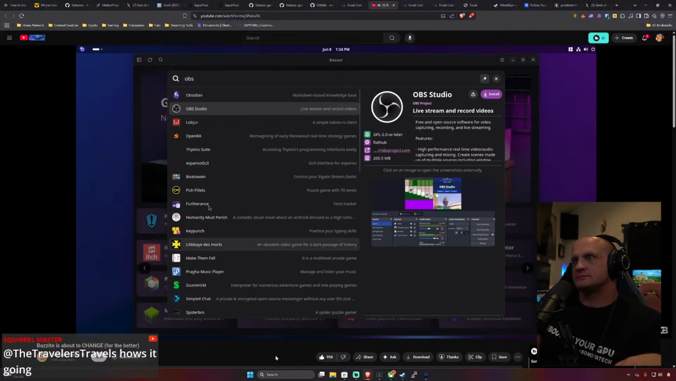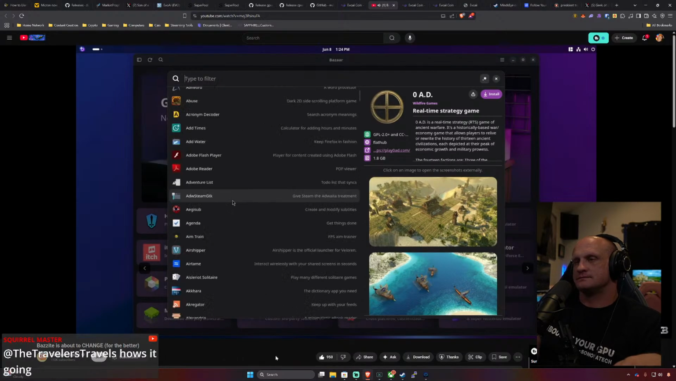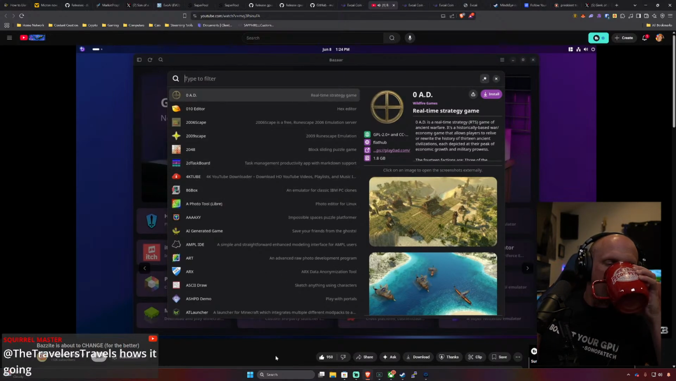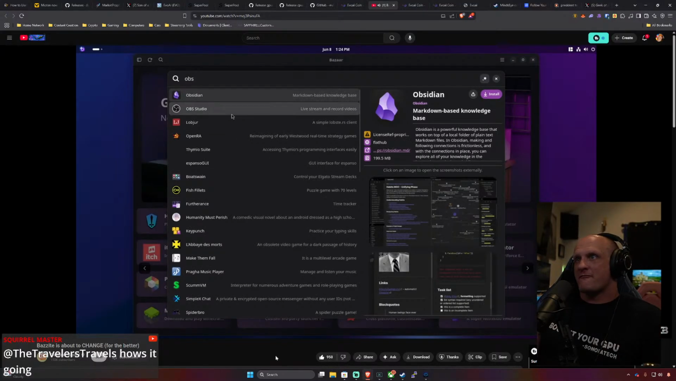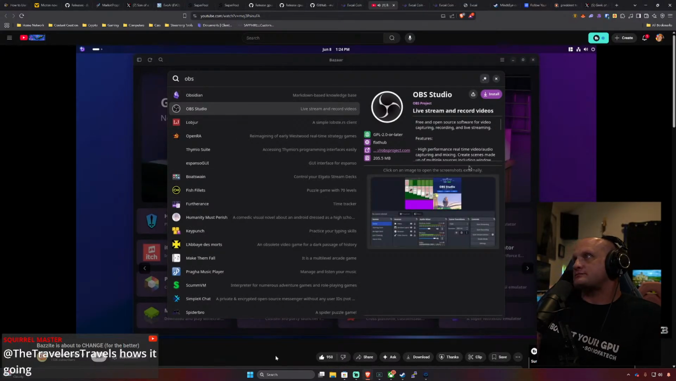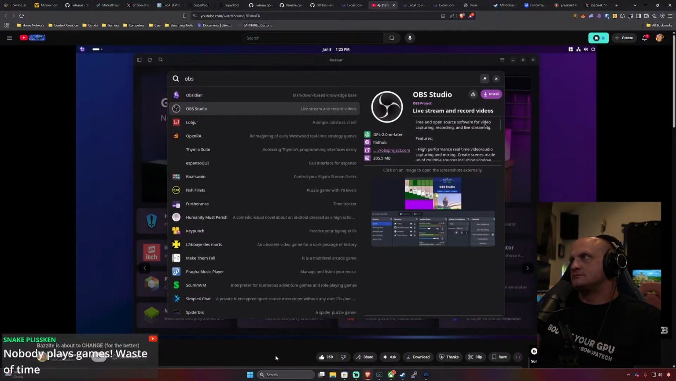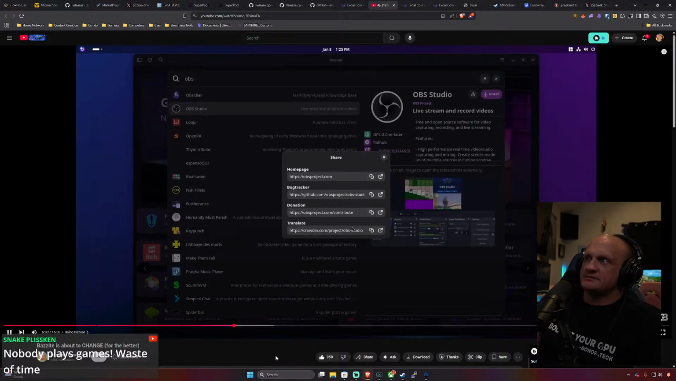Now, on the left, we have a list of search results, and if we just remove our search here, we can see that it's basically just a singular list of all items. And if we say OBS, we could click OBS here, and now we can see the application details. On the right, we see information about the currently selected app. For example, with OBS, we see that it is free and open source software for video capturing, recording, and live streaming. And then we have up here some buttons for sharing, which brings up this window with official links.